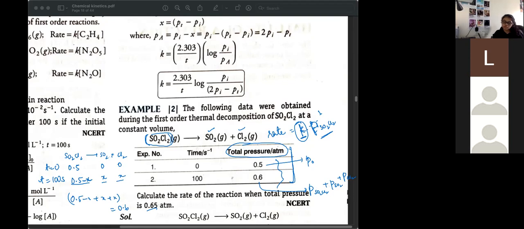Ma'am, x is equal to 0.1. Is that x? Okay, yes, one cancels, right? There you go. Which means 0.1 has reacted. So how much SO2Cl2 is left at time 100 seconds? 0.5, no? Zero. I'm sorry, wait. It was 0.5 minus 0.1, 0.4. Sorry, 0.4. Yes. So 0.4 of SO2Cl2 is left. Okay. So now I can put it in the R1, R2 formula. Okay, got it.